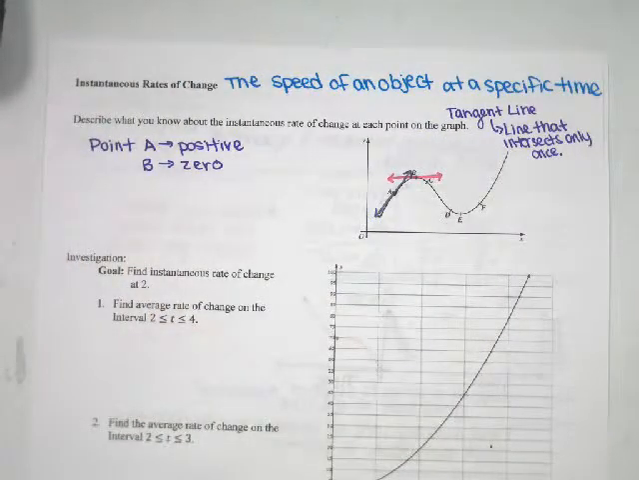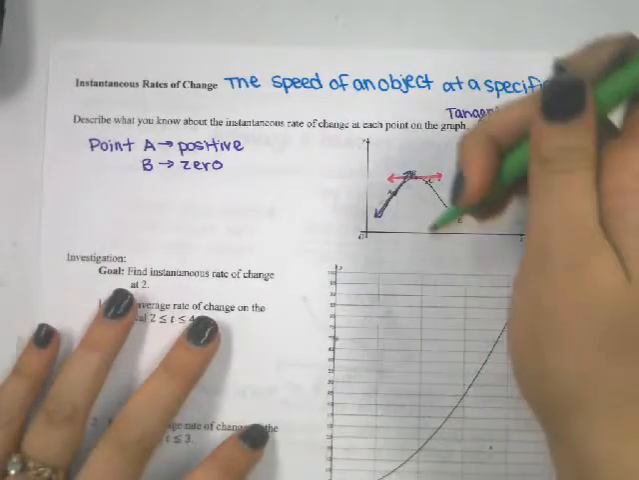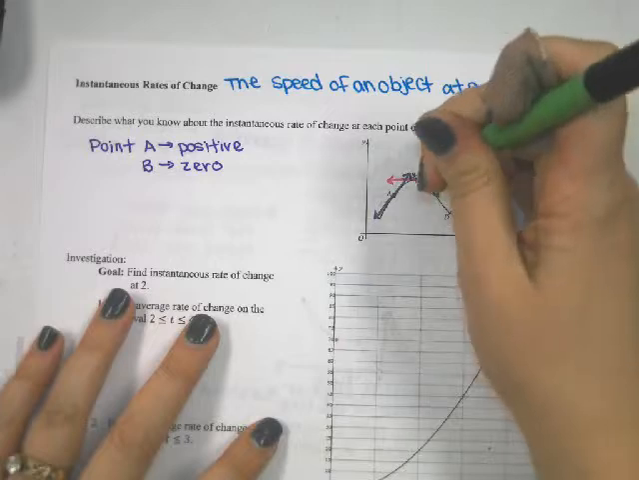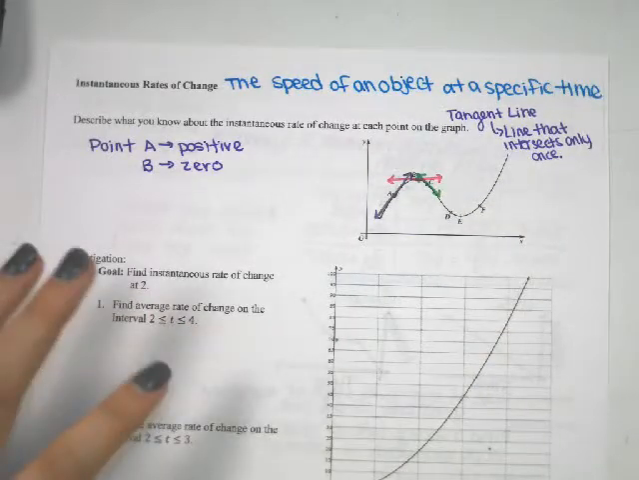Then the ball starts to come back down. So now the ball is moving in a negative direction and accelerating towards the ground. And so at point C, the tangent line would have a negative slope.